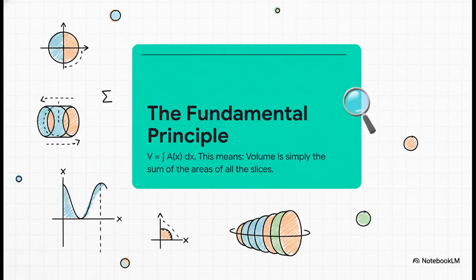Now, don't let that weird symbol scare you. That big stretched out S shape, that's an integral sign, and it literally just means sum everything up. So this formula is just telling us that the total volume is just the sum of the area of every single tiny slice. That's it. We're just slicing and summing.